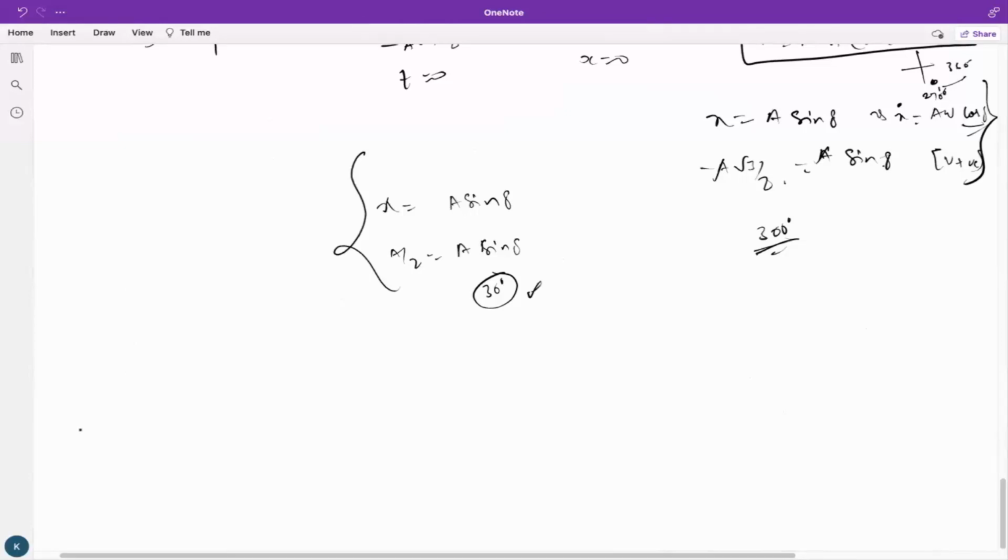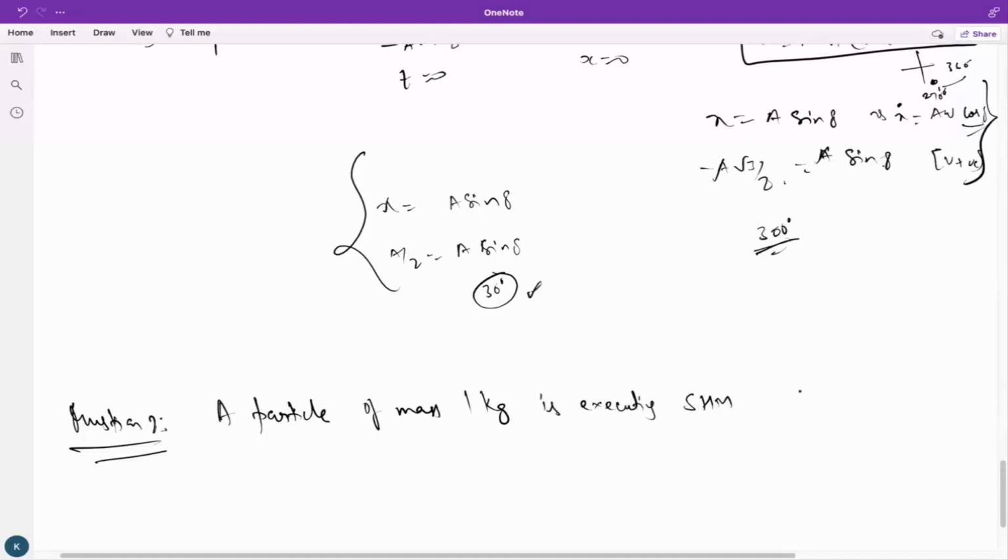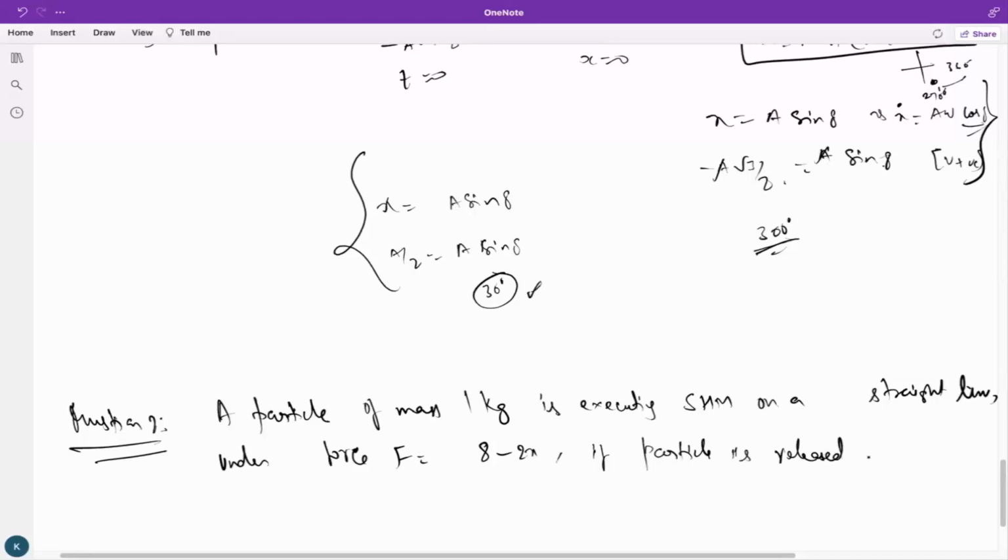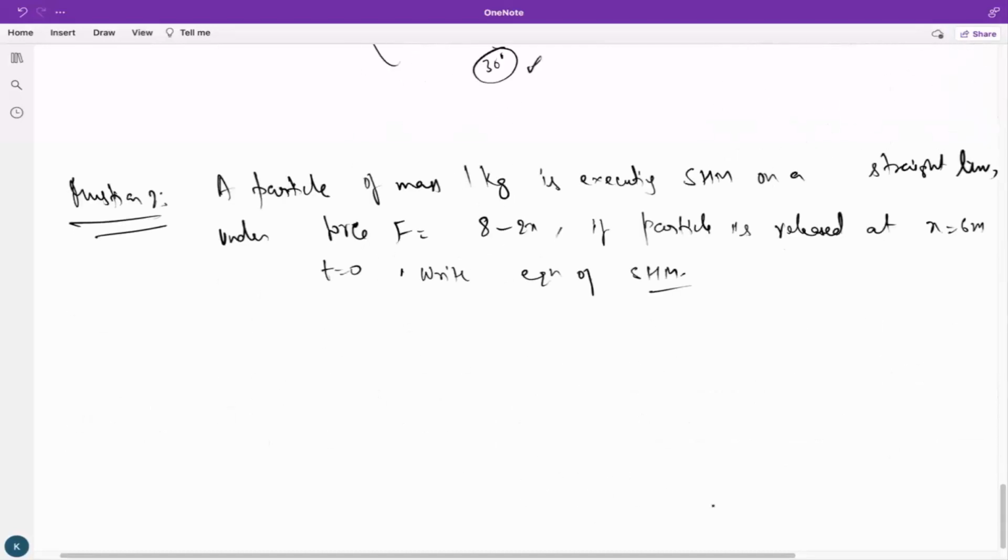Okay, so our question is question 2. A particle of mass 1 kg is executing a simple harmonic motion on a straight line under force F is equal to 8 minus 2x. If the particle is released at x is equal to 6 meters at the time t is equal to 0, then you have to write the equation of simple harmonic motion. Okay.